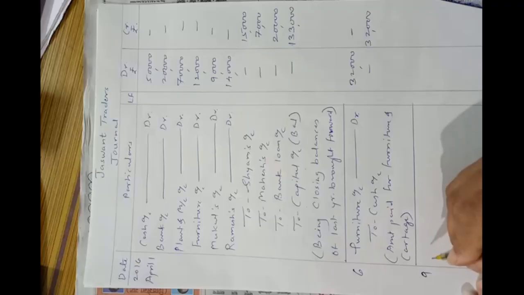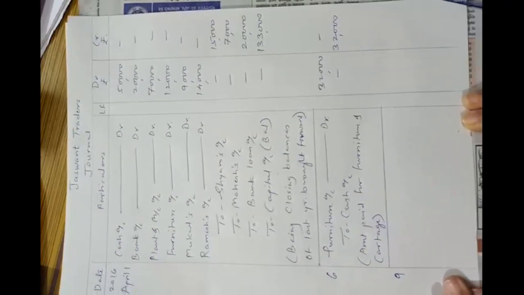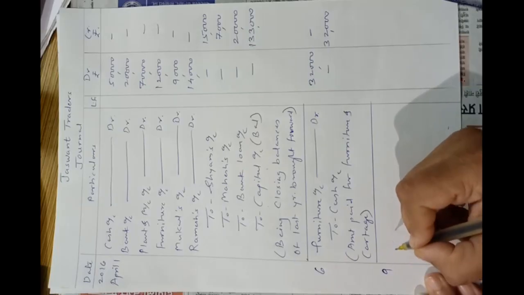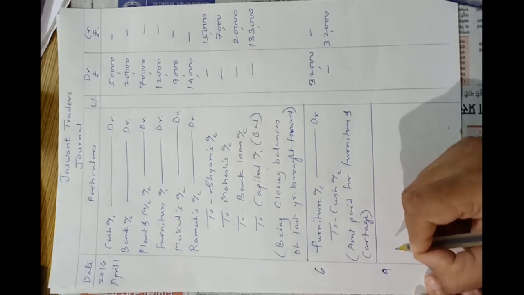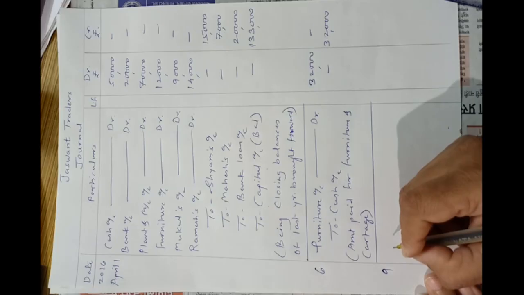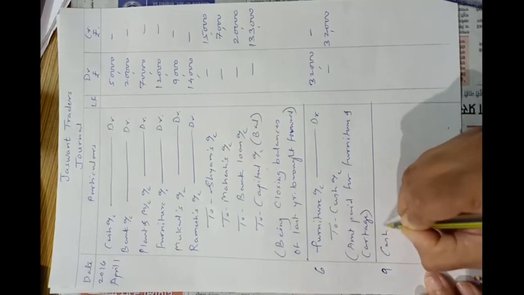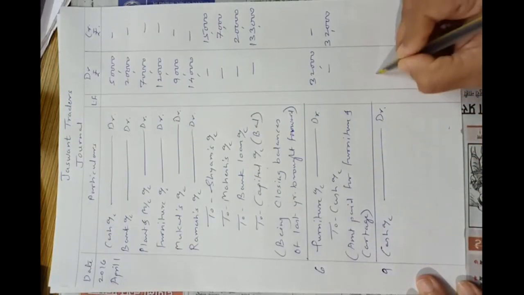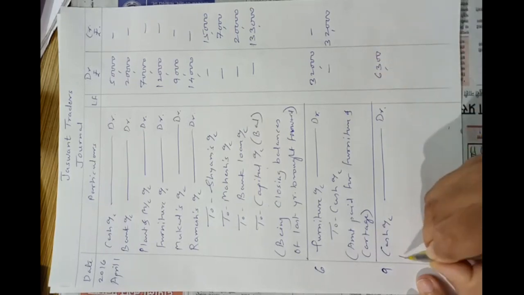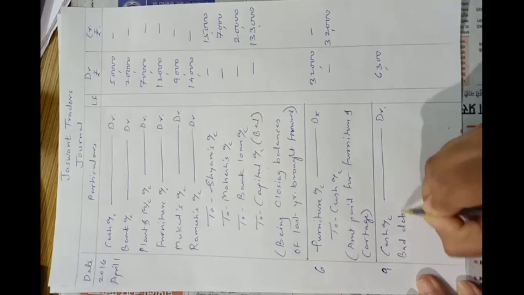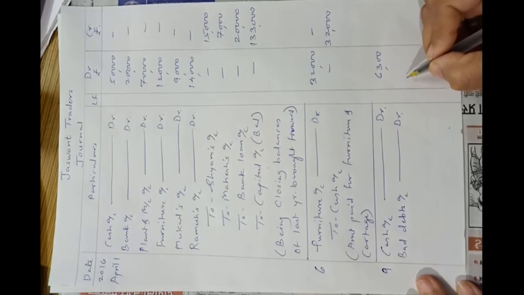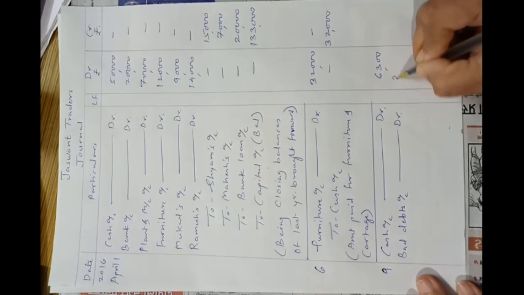Now 9th April. Entry involves cash account, bad debts account and Mukul's account. So cash account will be debited. Cash account debit rupees 6,300, the amount received. Bad debts account debit, amount is 2,700.